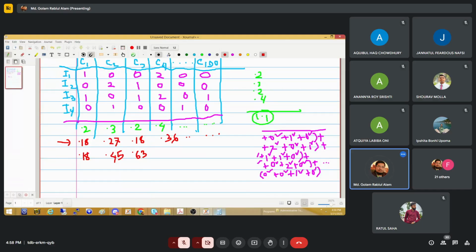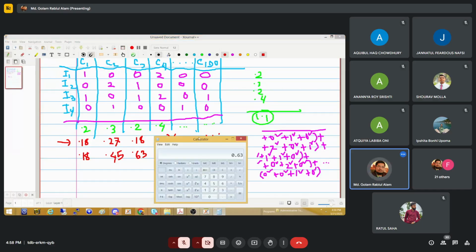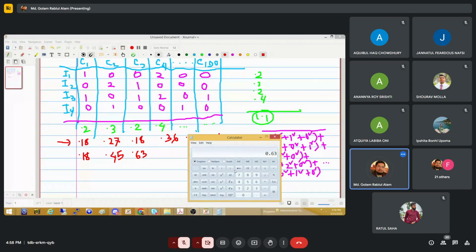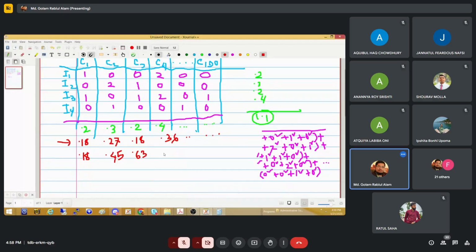And then 0.63 plus 0.36 gives us 0.99. In this way, we get the cumulative values of our probabilities.